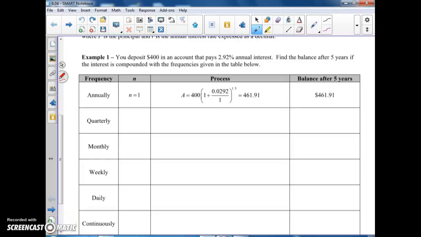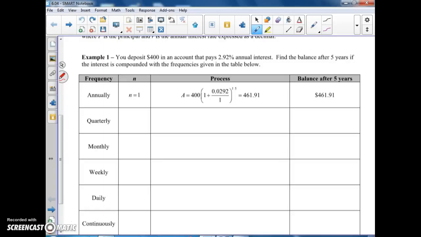All right, so here we go. It says example number 1. You deposit $400 in an account that pays 2.92% annual interest. Find the balance after 5 years if the interest is compounded with the frequencies given in the table. All right, so let's try this.